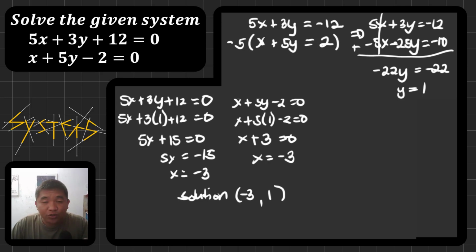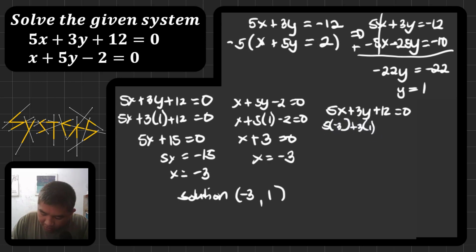This solution should satisfy not just one equation, but both of the original equations. So I'm going to substitute x being negative 3 and y being 1 to any of the two original equations, and we need to get equality at the end. So let me start again, the original. We have here 5x plus 3y plus 12, 0. Substituting the values, 5 times negative 3 for x, plus 3 times 1, plus 12, question mark 0. I'm using question mark because we are on verification process.